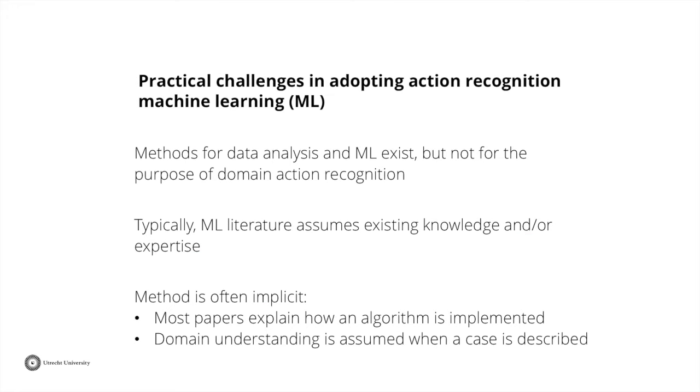There are some practical challenges when adopting action recognition. First and foremost, no systematic method for developing classifiers for domain action recognition exists. And secondly, machine learning literature often assumes the reader has some existing knowledge or experience. A method is often implicit. For example, it is explained how an algorithm can be implemented. And finally, domain understanding is often assumed and only introduced when a case study or experiment is described.